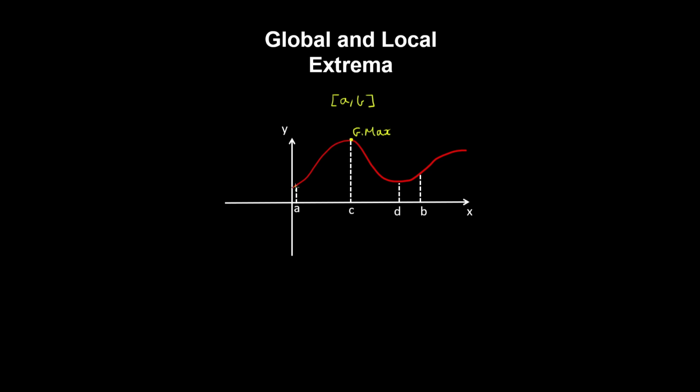And we also have a global minimum at a because all the values of the function are greater than this value in that interval. So that means we have a local minimum here. And because we have a critical point where there's a horizontal tangent at C, then this global maximum is also a local maximum.